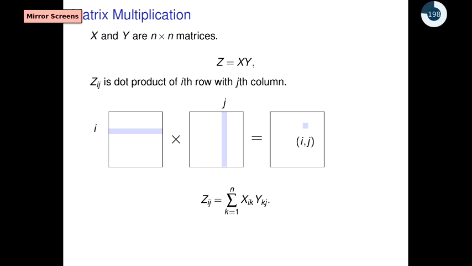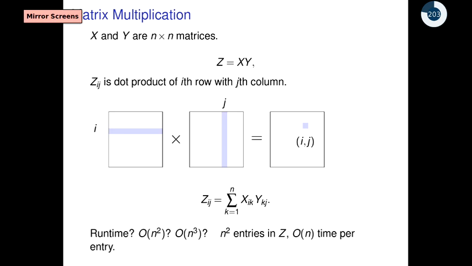It looks like this. Z_ij, my output at the ijth place, is the dot product of the ith row times the jth column. So that's order n time for the dot product. What's the runtime? What do you think? n squared, n cubed? I want you to work the whole lecture. Nothing's for free here. There are n squared entries in Z, and each entry is order n time, because you had to do a dot product of length n vectors.